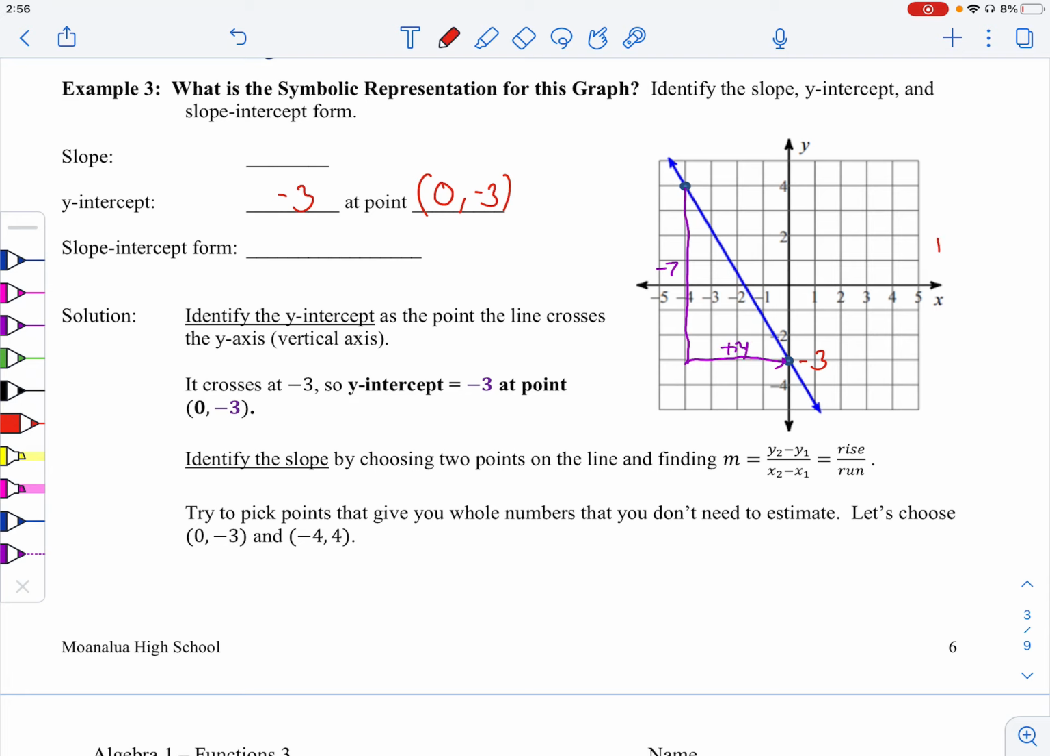And we know it's negative because our line is going down to the right. Right? So negative slope going down to the right, always to the right. So our slope would be negative 7 over 4, or negative 7/4.